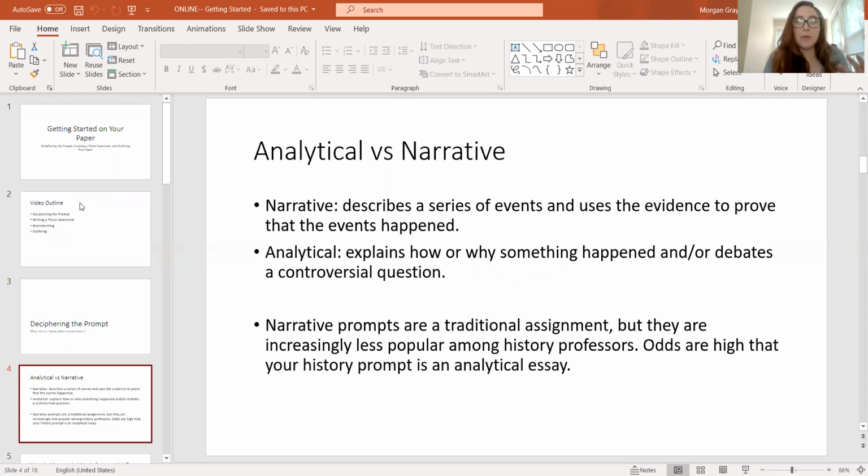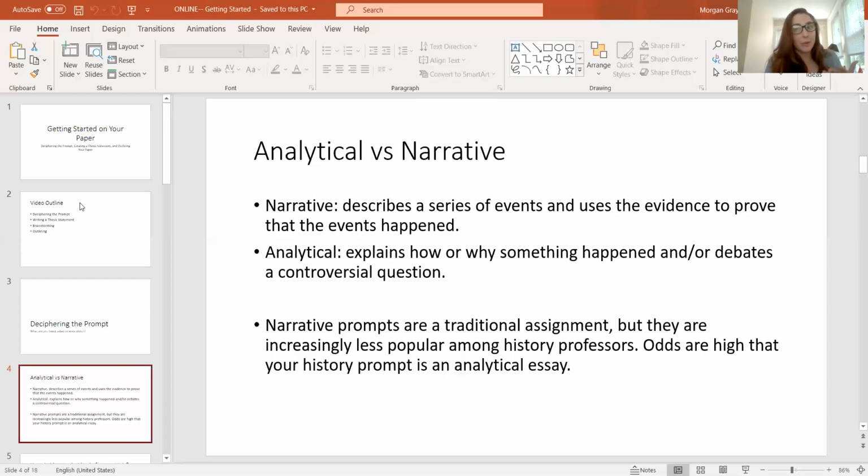A narrative paper just asks you to describe things, to kind of repeat passages from the textbook and prove that the events you're talking about actually happened. This is a more kind of antiquated way of assigning a history paper. It's usually an older professor or a professor who has a very traditional kind of outlook on papers. If your professor asks this kind of prompt of you, they're not asking you to make grand conclusions, they're just asking you to repeat information in a logical way.